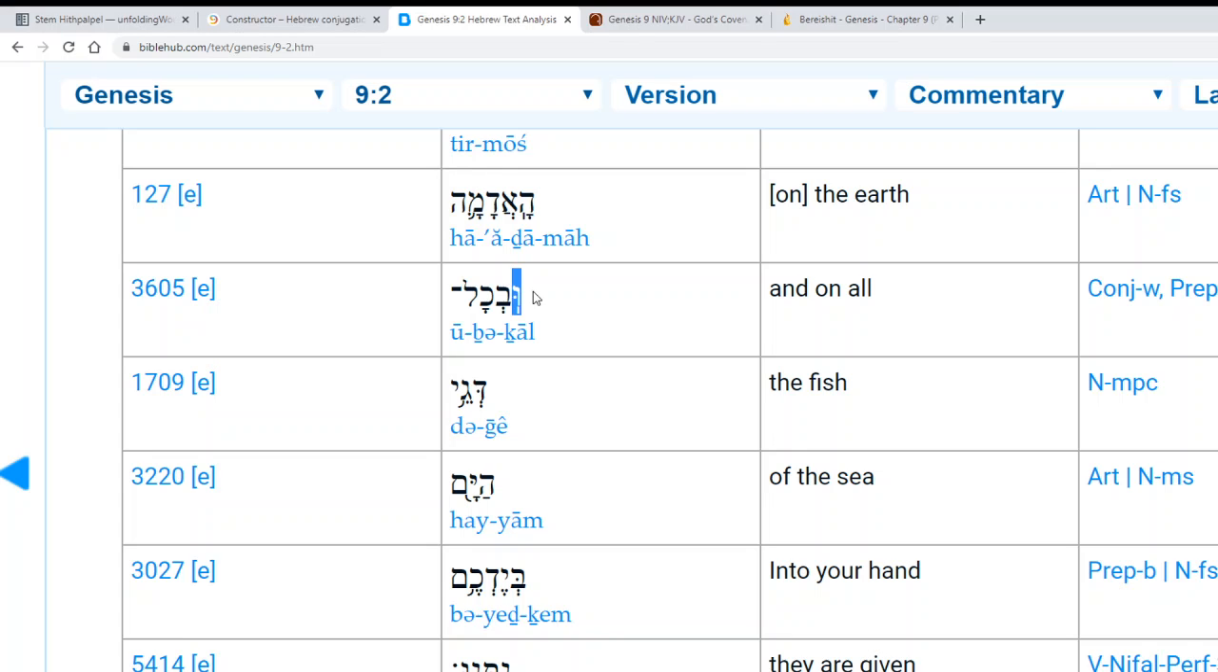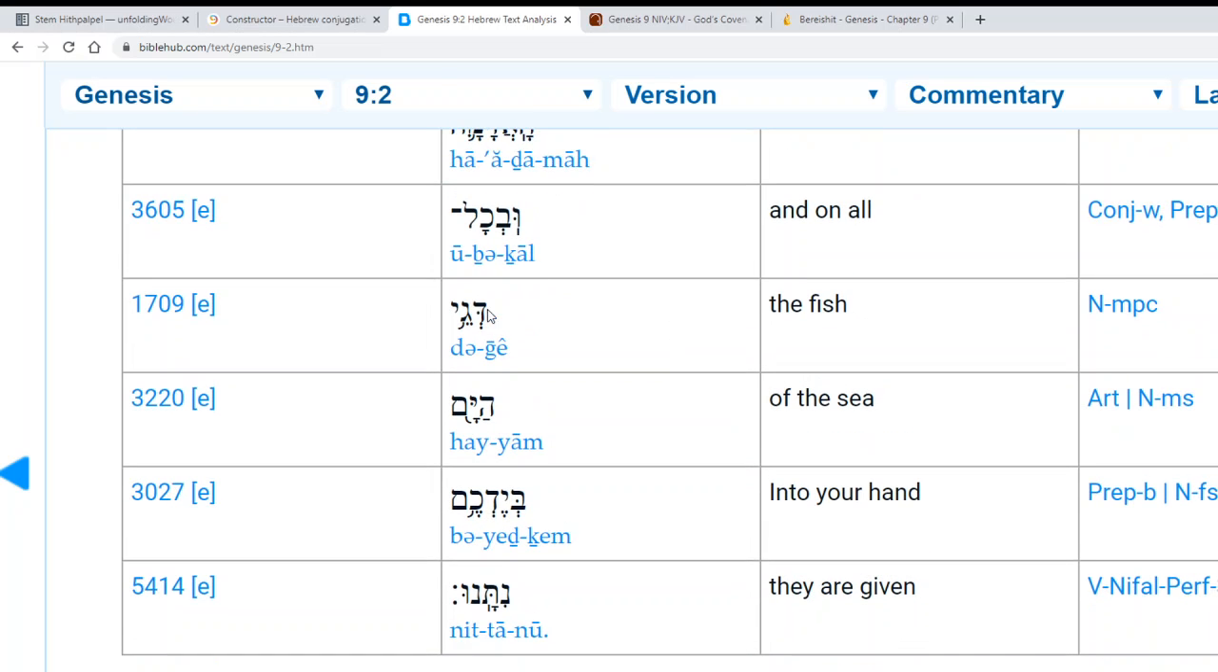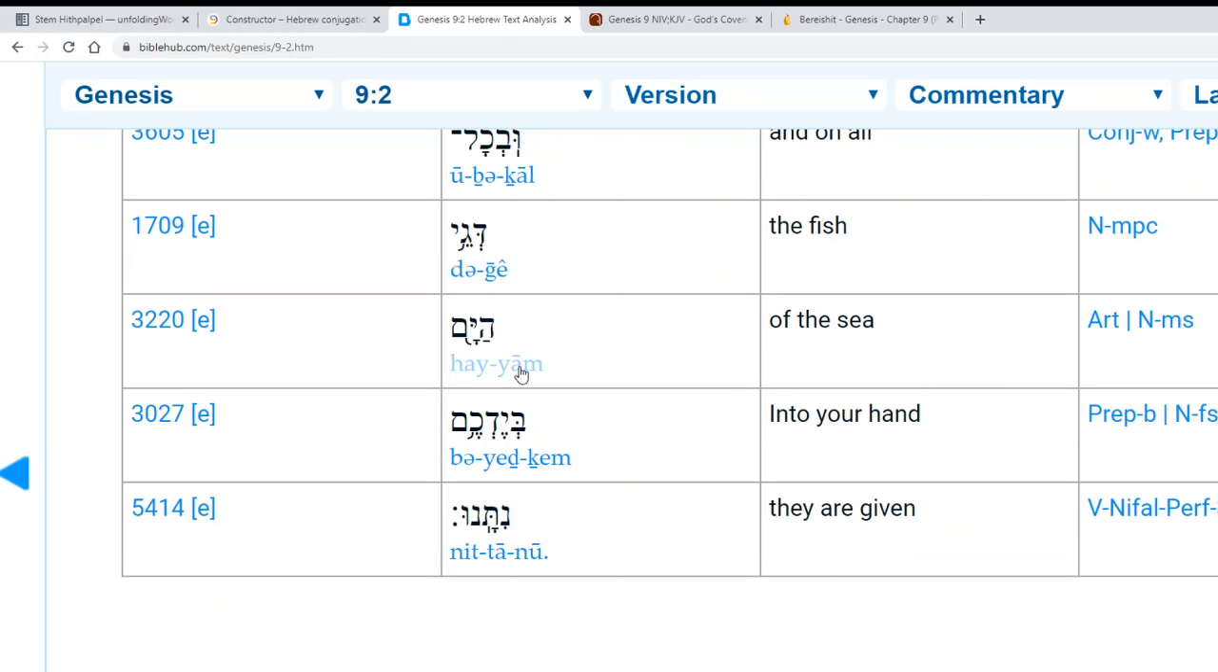U'vechol, so conjunctive and preposition without an article, chol meaning all. Digay, so dag is a fish, right? And that shows up several times in the Bible. So dalet gimel is a fish, and even large fish, right? Whales, I believe the whale in Jonah is actually called a dag. In English when we speak about a fish, we're usually talking about a small fish, but this includes large fish. Dagim would be the plural. Digay is the masculine plural in the construct form. Digay hayam, so the fishes of the sea, right? Ha is the article, and yam is sea.